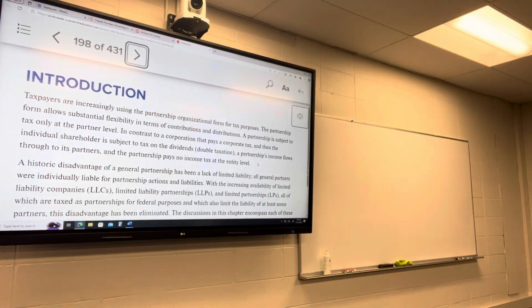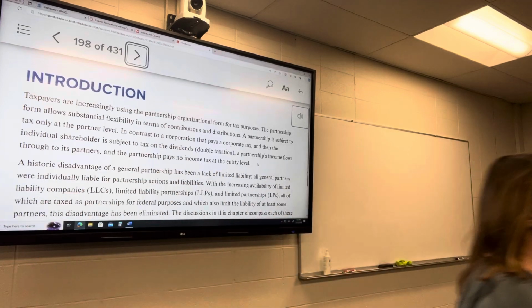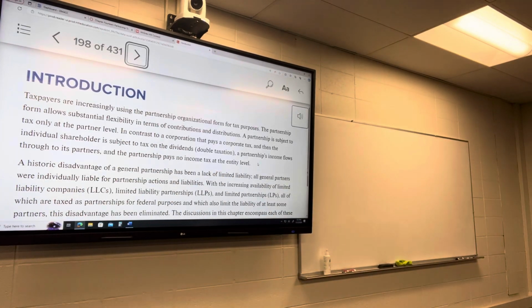used for a partnership. I don't like this, I don't like blue. I mean, I like blue, I just can't see very well. So we'll get the pen.